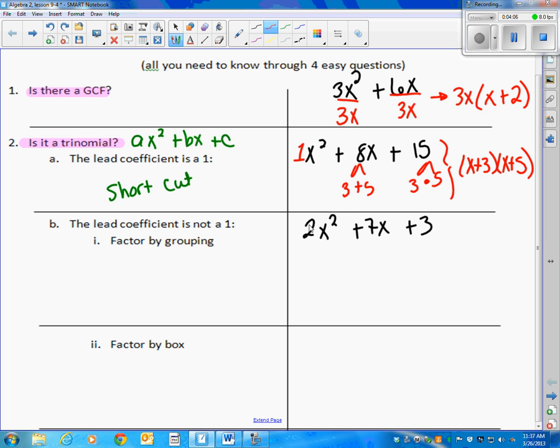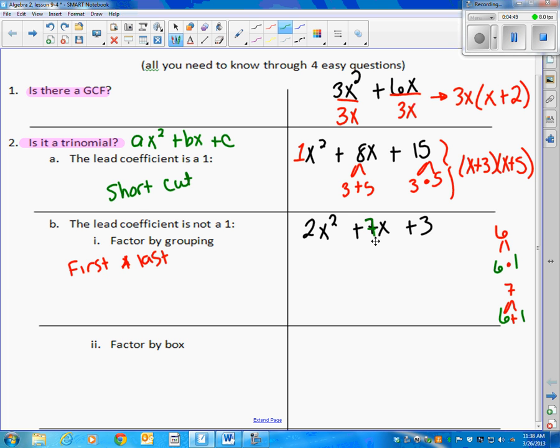To factor by grouping, you take the first times the last. First times last. So 2 times 3 is 6. I need 2 numbers that multiply to give me a 6 and add to give me the 7. Okay. I'm going to use 6 times 1 is 6. 6 plus 1 is 7. And that 7 came from right here, the middle term.